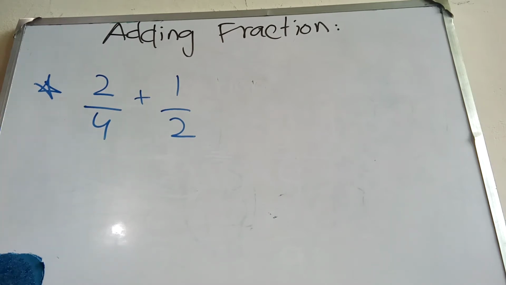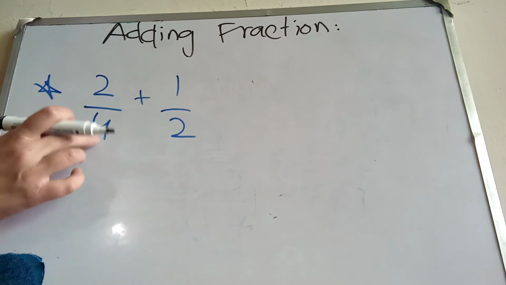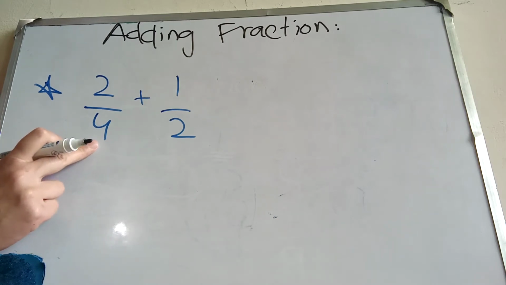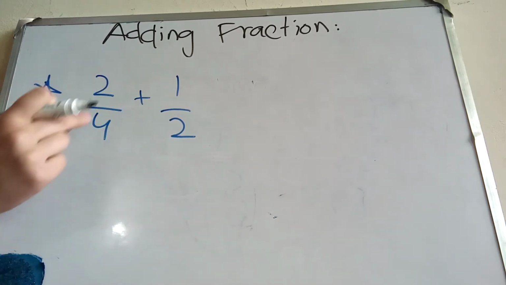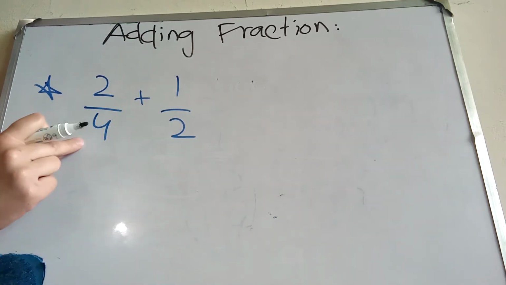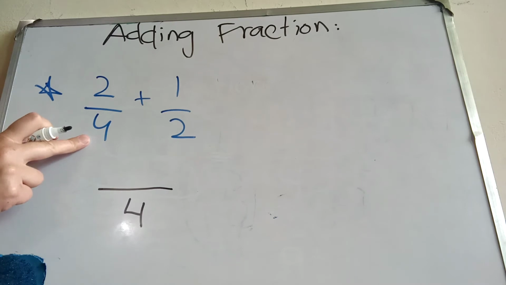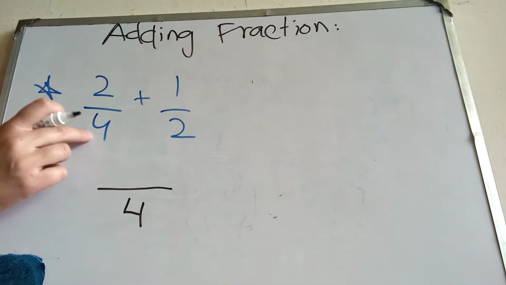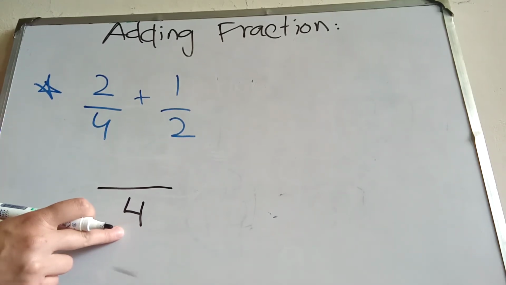But here we have to notice the greater number in the denominator. If it is divisible by the smaller number, then we will take this number as the denominator. For example, 2 can cancel 4. 2 times 2 is 4. So I will write the denominator 4, the greater number. We have to look at the greater number. If that greater number is divisible by the smaller number, then we will write the greater number here.